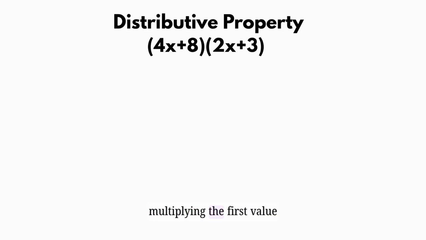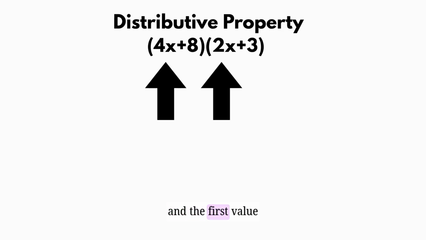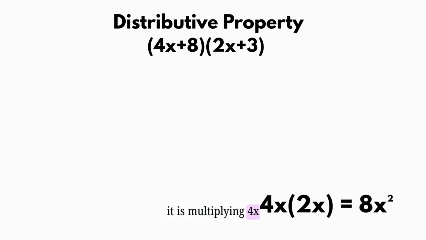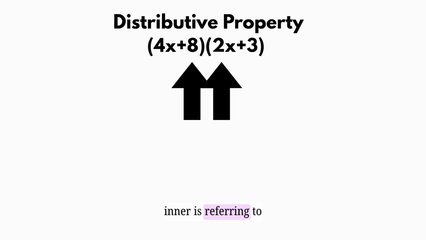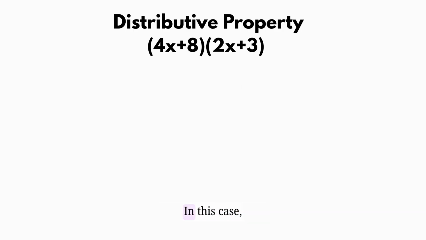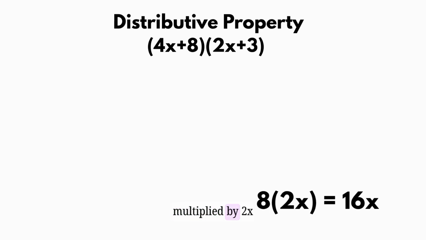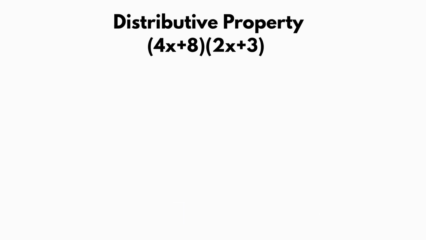First is referring to multiplying the first value of the first bracket and the first value of the second bracket. In this case, it is multiplying 4x and 2x, which is 8x squared. Next, inner is referring to the second value of the first bracket and the first value of the second bracket. In this case, it would be 8 multiplied by 2x, which is 16x.